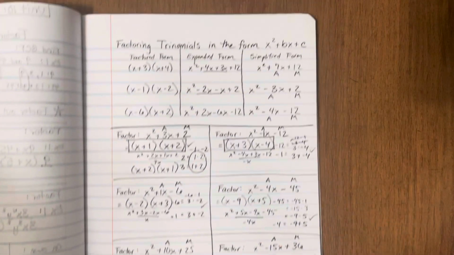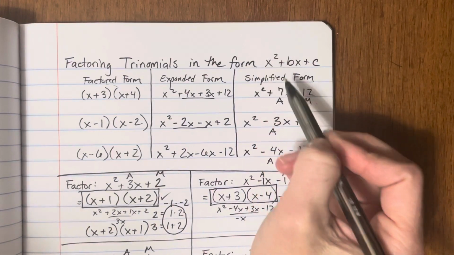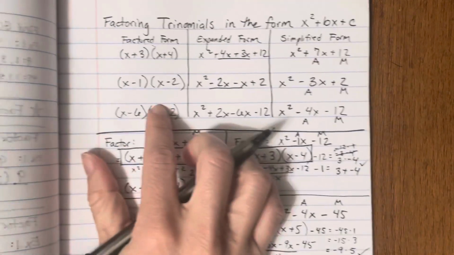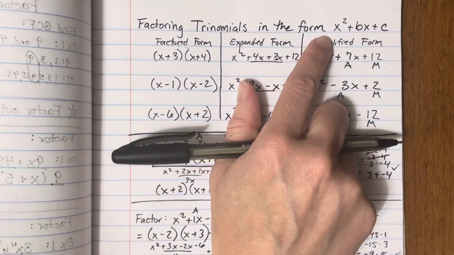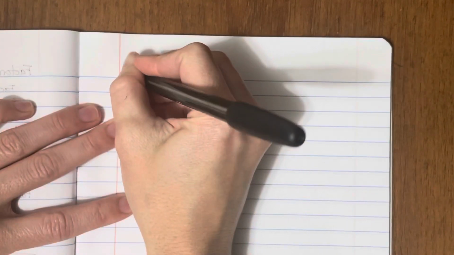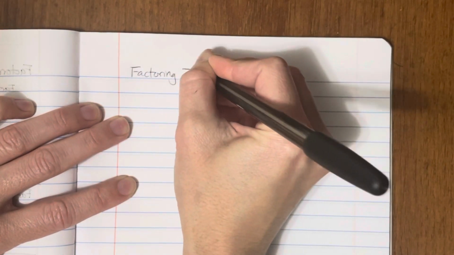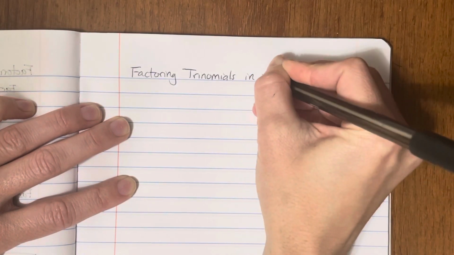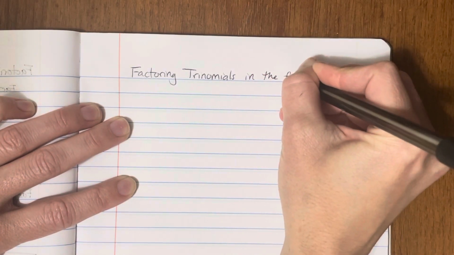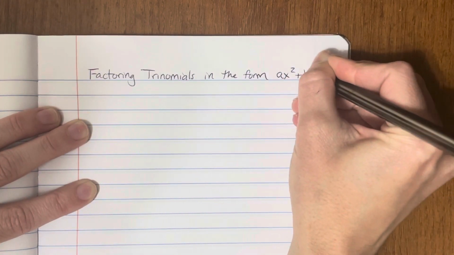And now we're going to find out what happens if there is a coefficient in front of this x squared. Remember, part of the reason we always knew it was going to be in the form x plus something was that the first term was x squared. So today we are going to be factoring trinomials in the form ax squared plus bx plus c.